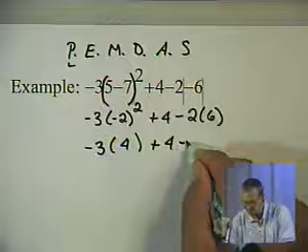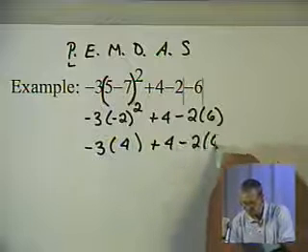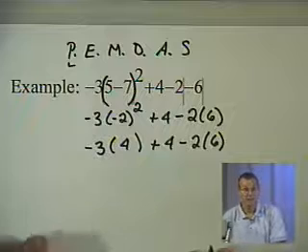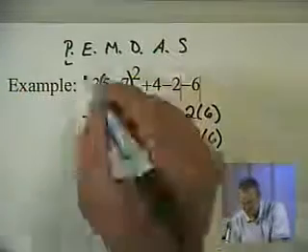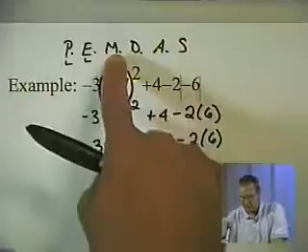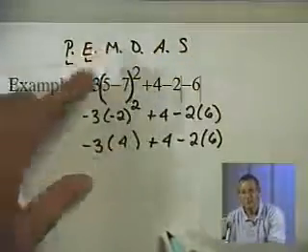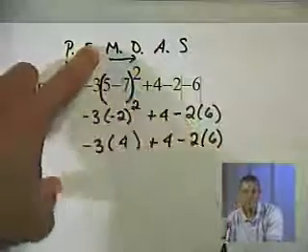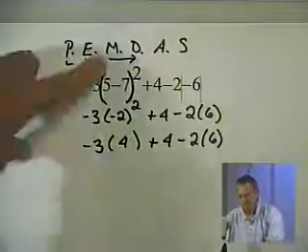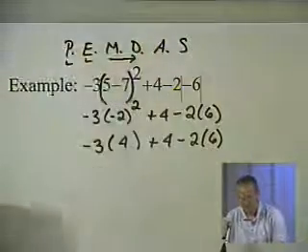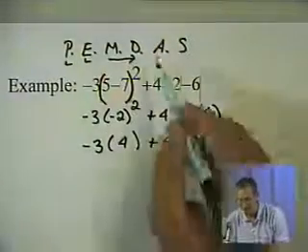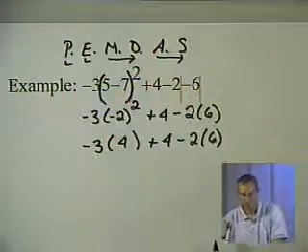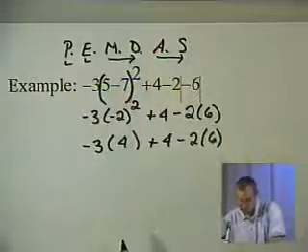Don't be afraid to use a lot of ink or a lot of pencil. The more steps you write, the better chance that you're going to get it right. Now, we've done the P, we've done the E. Now we do multiplication first, then division. Actually, multiplication and division have the same order. We just want to do multiplication from left to right. Addition and subtraction also have the same order. It doesn't matter if we subtract before we add. But we have to multiply certainly before we add.